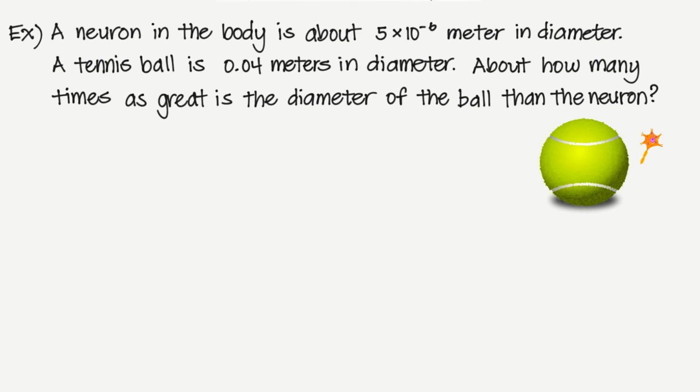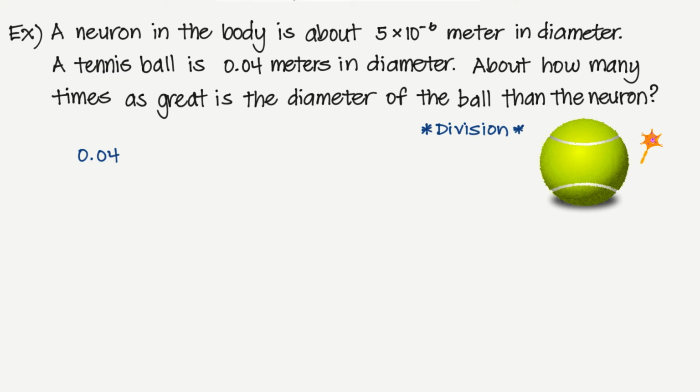Our next example says a neuron in the body is about 5 times 10 to the negative 6th meter in diameter. A tennis ball, though, is 0.04 meters in diameter. About how many times as great is the diameter of the ball than the neuron? So for this problem, we're going to use division because we want to figure out how many diameters of the neuron can fit into the diameter of the tennis ball.